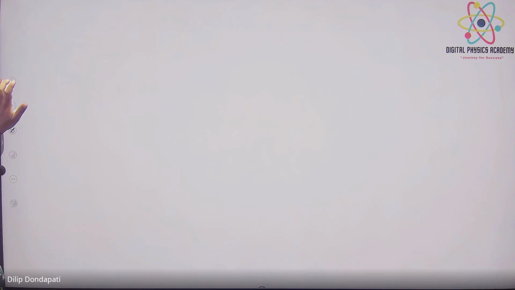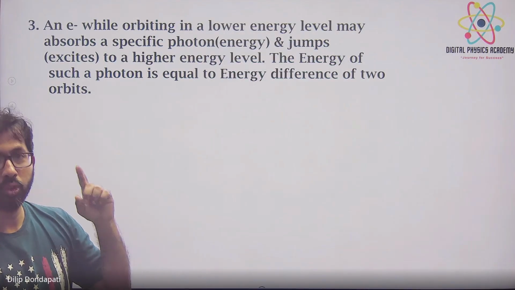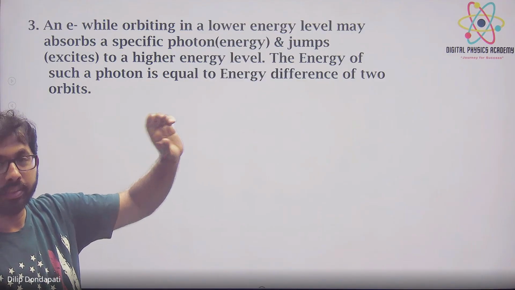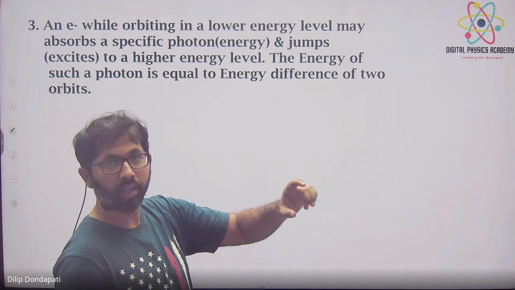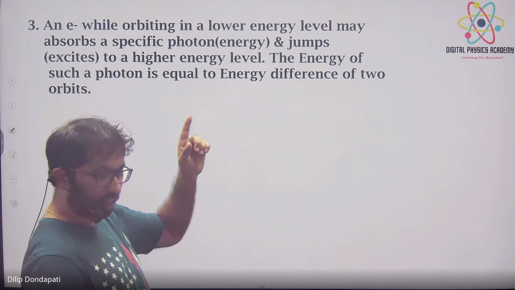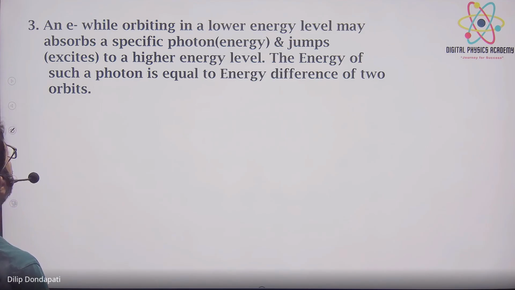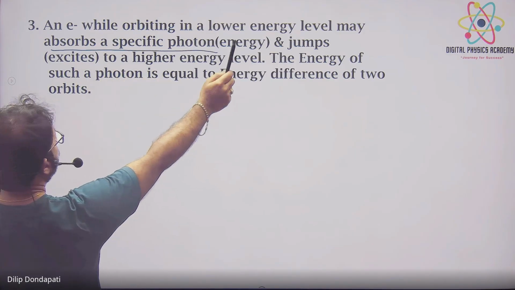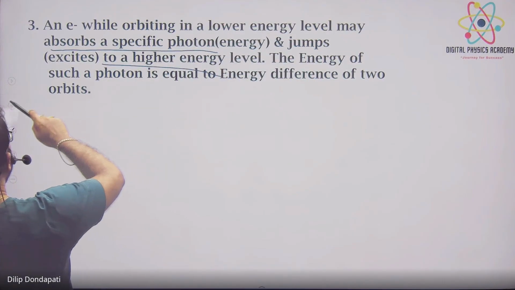Okay, now we are learning the third postulate of Bohr's model. What is the first postulate in Bohr's model? Electrons revolve around orbits, he said. In the second, he defined the angular momentum as nh by 2 pi. With that same equation we derived the radius, velocity, everything. What is the third postulate? An electron, while orbiting in a lower energy level, may absorb a specific photon and jump to a higher energy level. The energy of such a photon is equal to the energy difference of the two orbits.